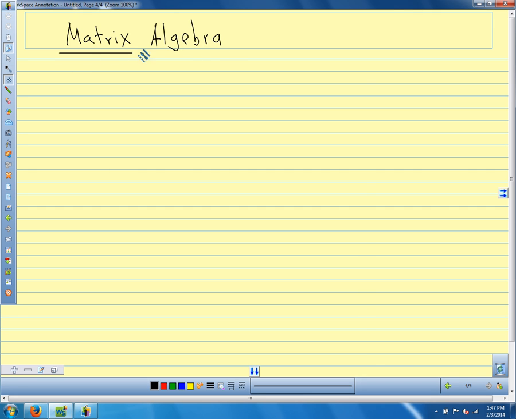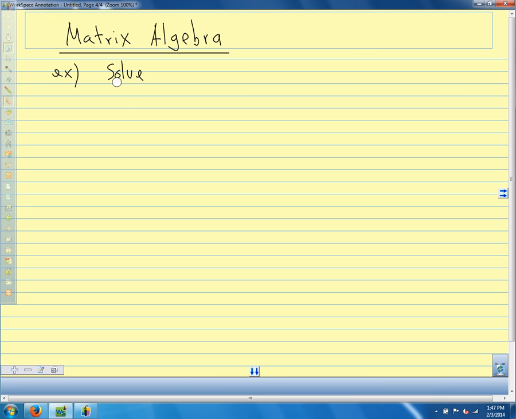We're going to do one example of matrix algebra. We'll talk about another kind. We'll be able to do more with it after we learn about matrix multiplication. So let's say we want to solve this equation.